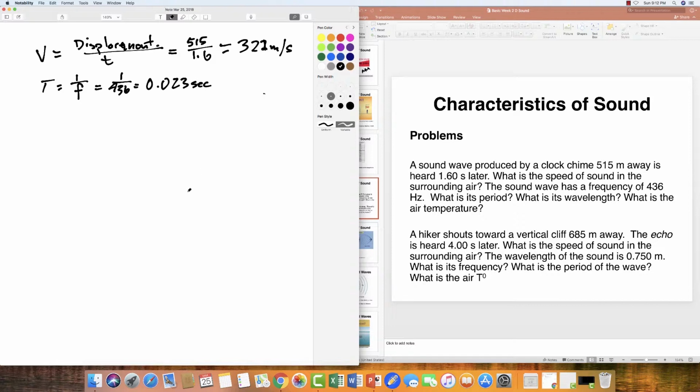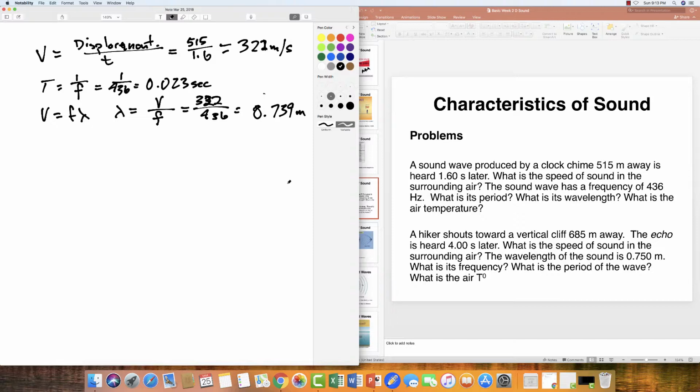What is the wavelength? Well, remember that V, velocity, is equal to frequency times wavelength. And so wavelength is going to equal velocity divided by frequency. And so that's going to be 322 divided by 436. So 322 divided by 436 is going to equal 0.739 meters.